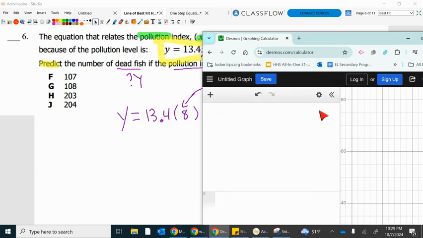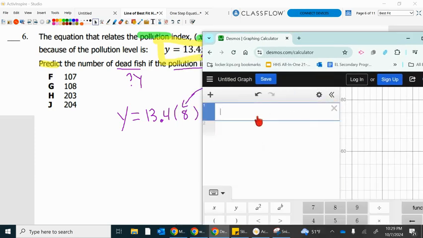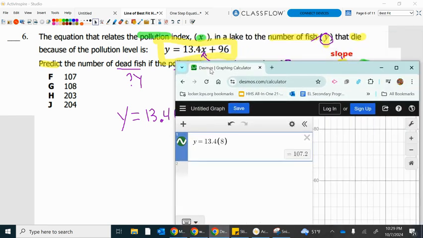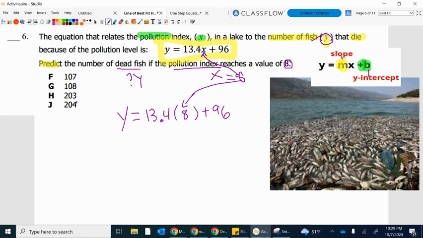You can even type the y equals, you don't need to. But y equals 13.4 times 8 plus 96. And that's 203.2. If we round that, that 2 is less than 5, which means we do not change this. 203 is our answer. And that is letter H.